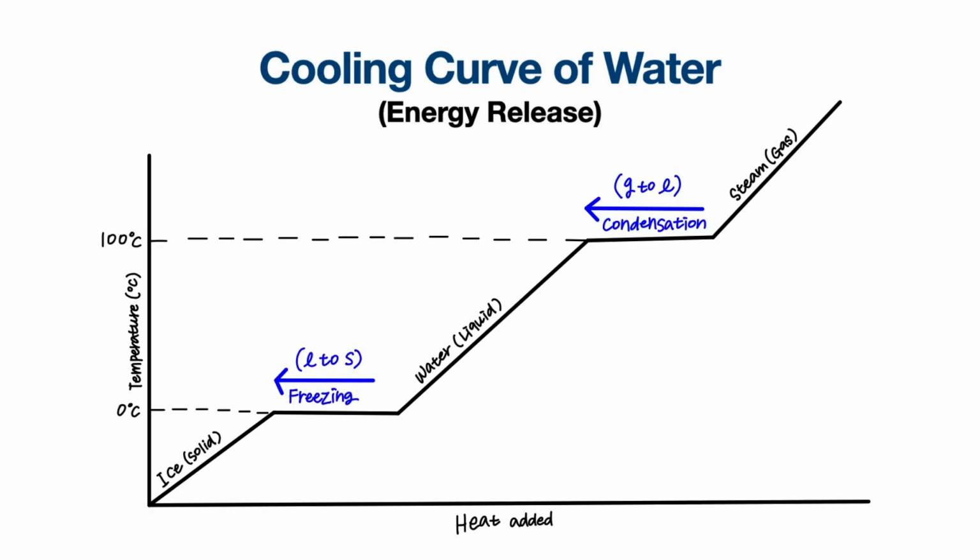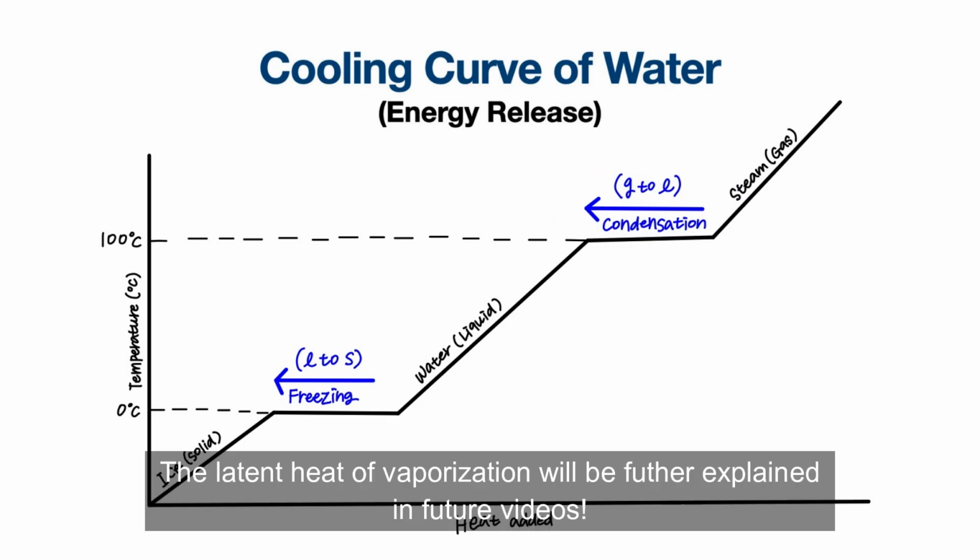Conversely, the cooling curve of water demonstrates the temperature changes as water releases heat, reversing the process from steam to liquid water to ice. Starting with steam at a temperature above 100 degrees Celsius, the curve initially shows a drop in temperature as the steam cools. Once it reaches 100 degrees Celsius, the temperature remains constant while the steam condenses into liquid water, releasing the latent heat of vaporization.